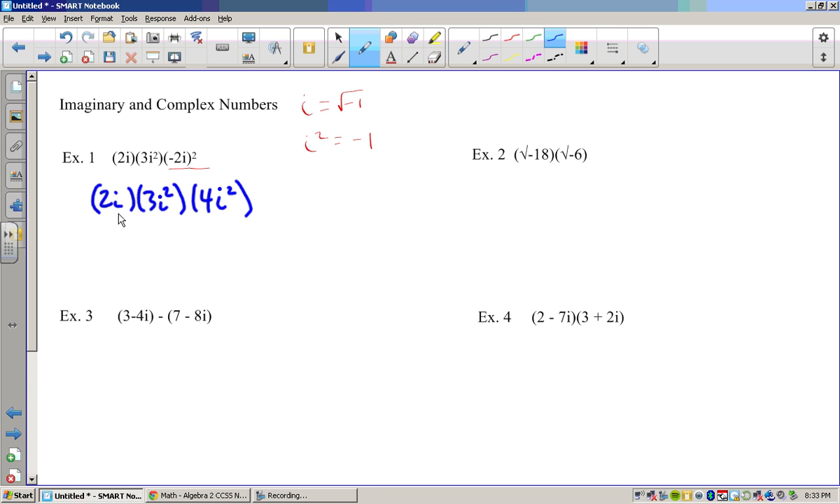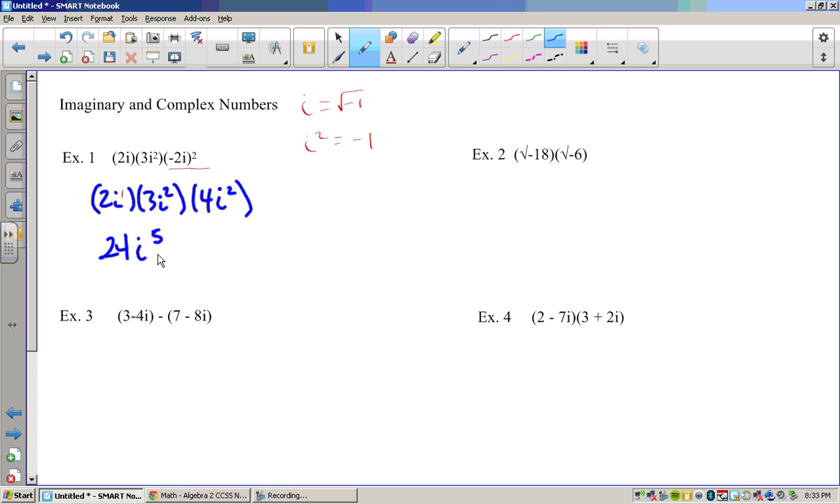If we look at what we have here, there are a couple of different ways we can look at this. Let's look at it first as straight multiplication. 2 times 3 is 6, times 4, you get 24. That's your coefficient. Then that's i to the first power, times i squared, times i squared again. Well, 1 plus 2 plus 2, you get i to the fifth power.